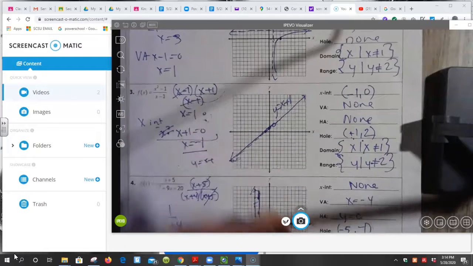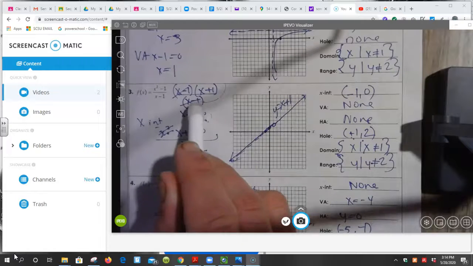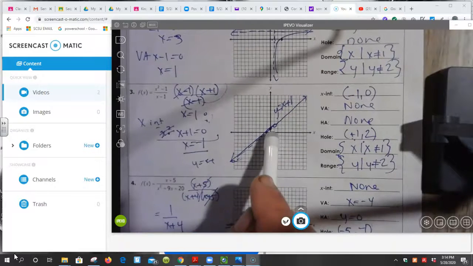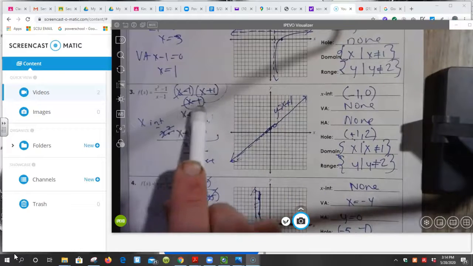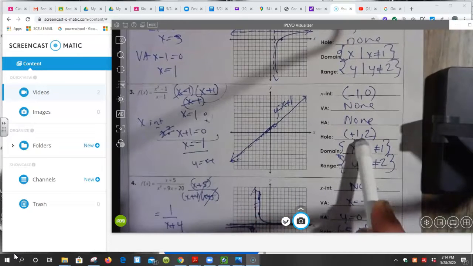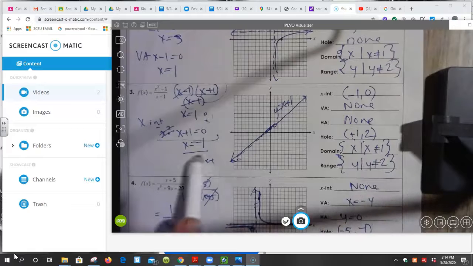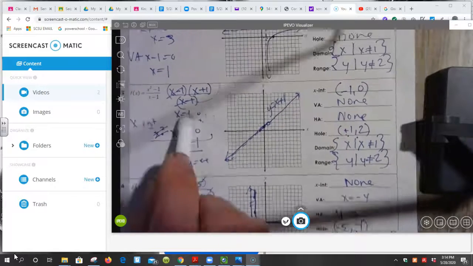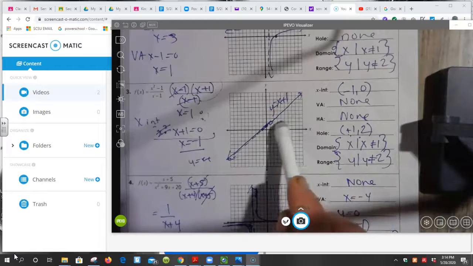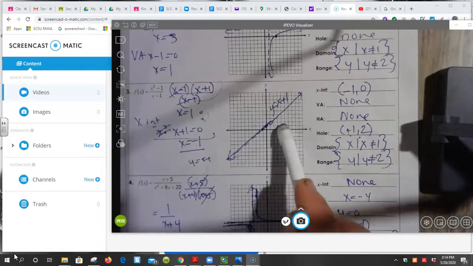We can divide out the x minus 1s, so therefore x equals 1 is where the hole is. That's why there's a hole in the graph right there, because right at 1, that makes the denominator equal to 0. Okay, so the hole is at 1. Now, how do you find the y-coordinate? You put the 1 back into the expression after you simplify. 1 plus 1 is 2, so therefore (1, 2) is the exact point where that hole is.